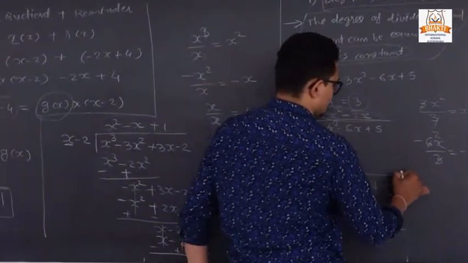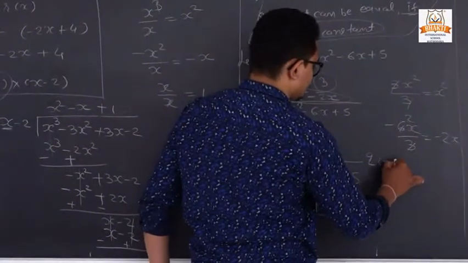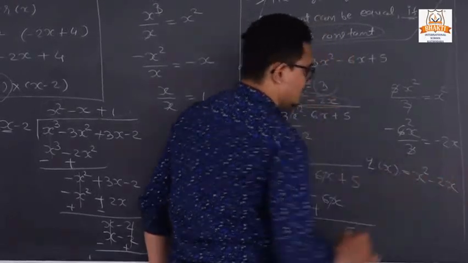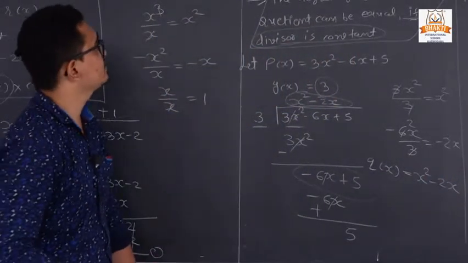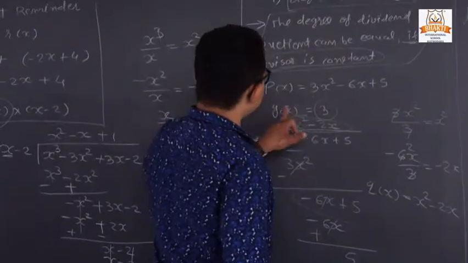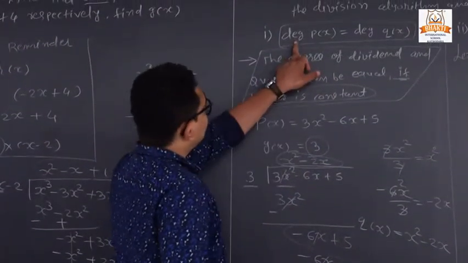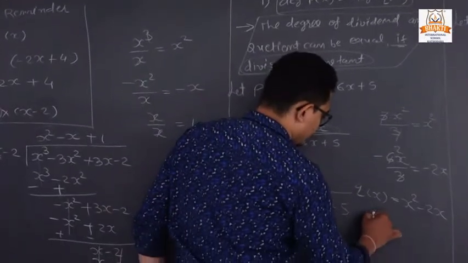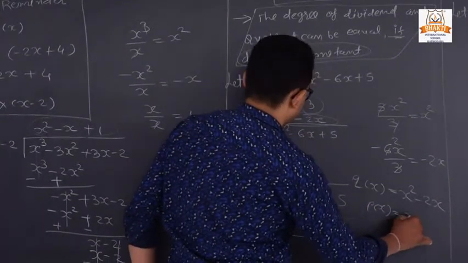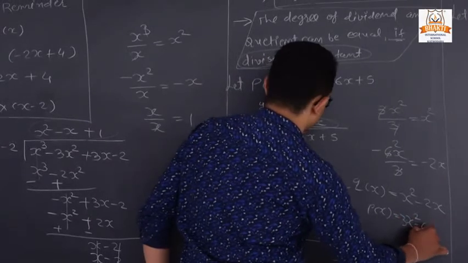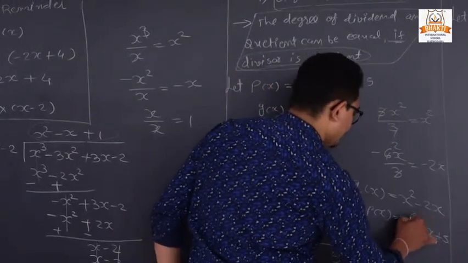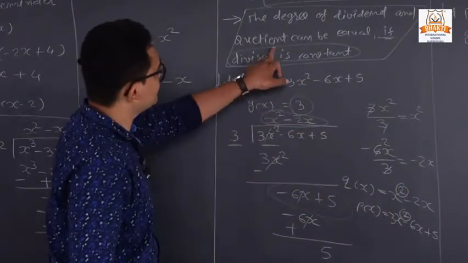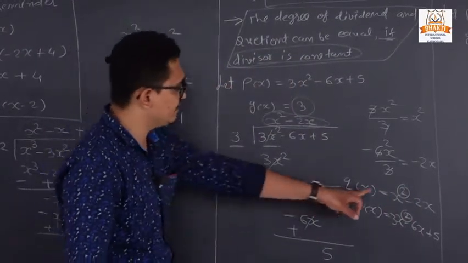Here the quotient q(x) is equal to x square minus 2x. Clear? And see that here the degree of the polynomials is also the same. It is called p(x), 3x square minus 6x plus 5. So both have the same degree, so it satisfied our condition. Clear? It satisfied our condition.